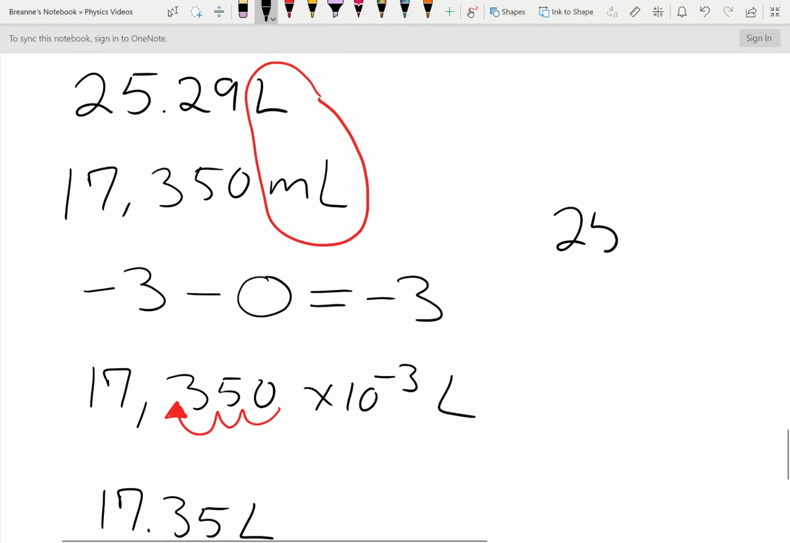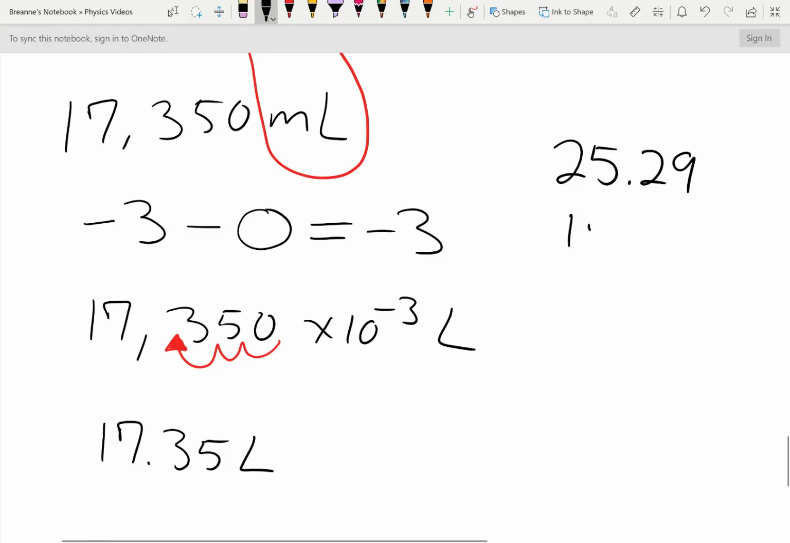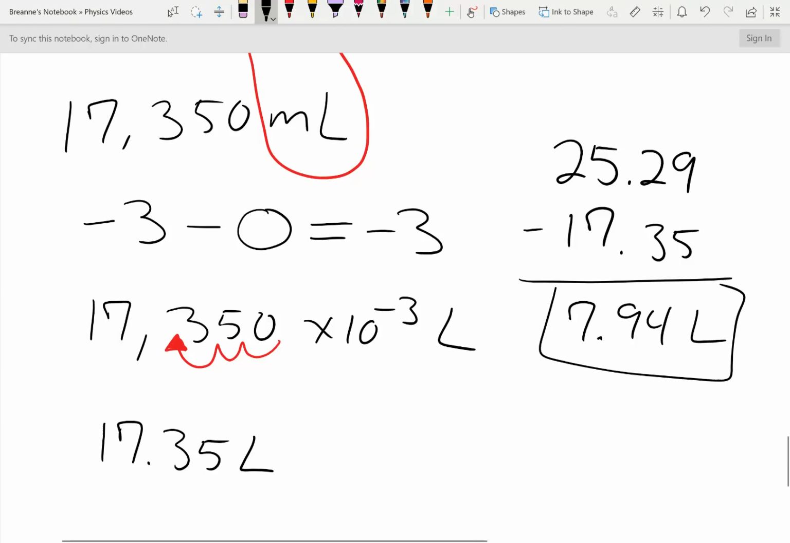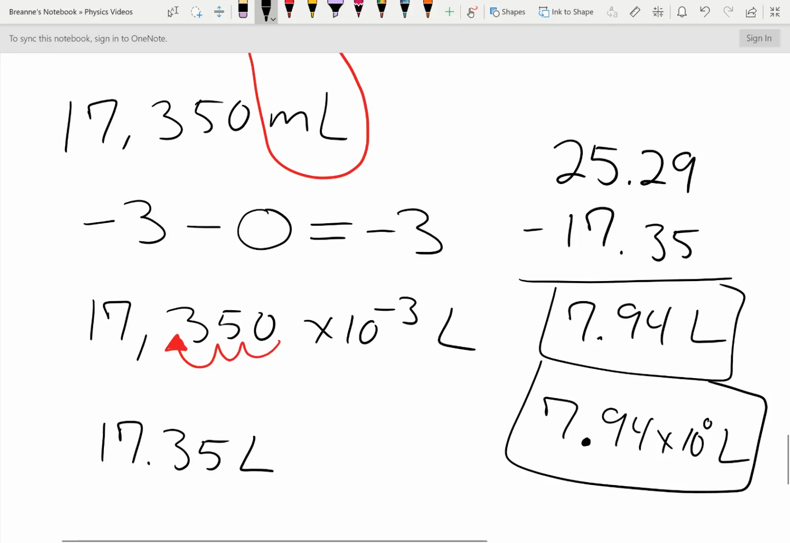So she made 25.29 liters. Her guests drank 17.35 liters. To figure out what's left, you just subtract the two. Subtract 17.35, and there is 7.94 liters left. And that would be your answer. If you're putting it into scientific notation, 7.94 times 10 to the 0th power, because we did not need to move the decimal, because there's already one number in front of the decimal.